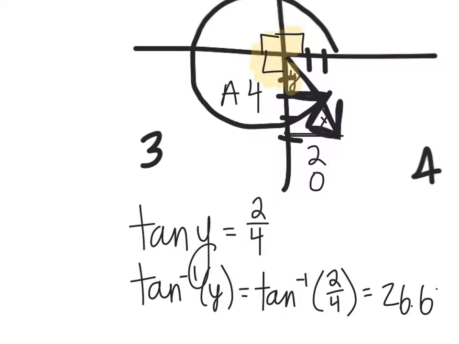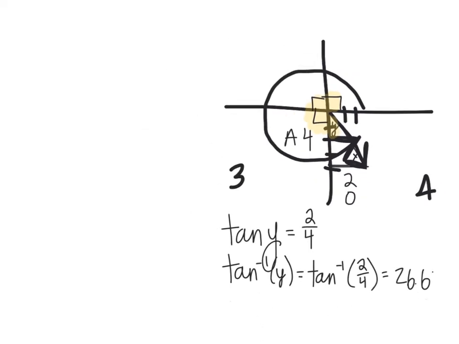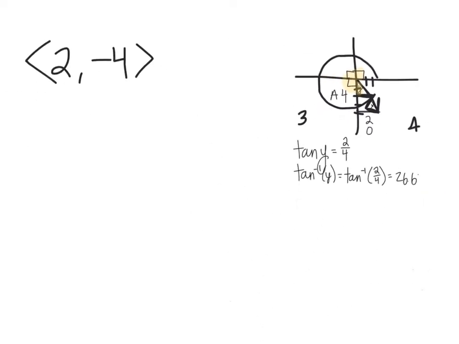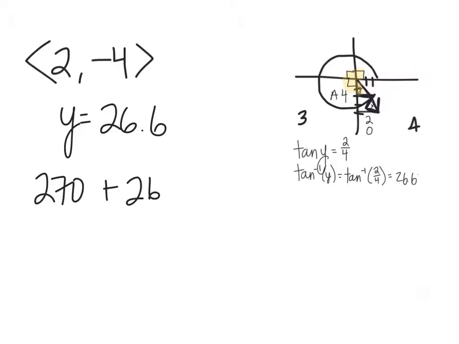26.6 degrees. And then remember, we have to add this to 270 to get our final answer. So we found what the measure of angle Y is. We're going to say that the measure of angle Y is 26.6. So we're going to add the 90 plus the 90 plus the 90, which I know is 270, plus 26.6. That's going to give us our final answer of 296.6 degrees. That is the direction of this vector, 296.6 degrees.